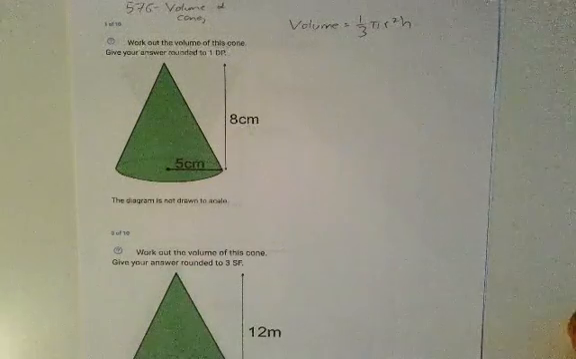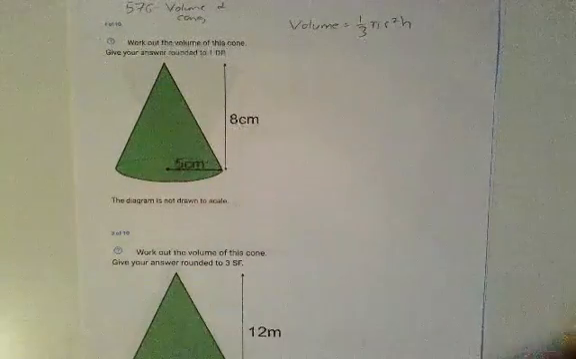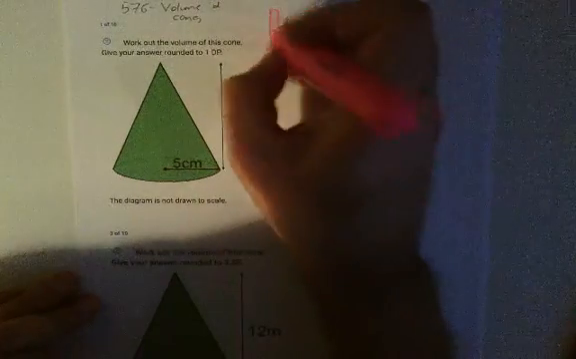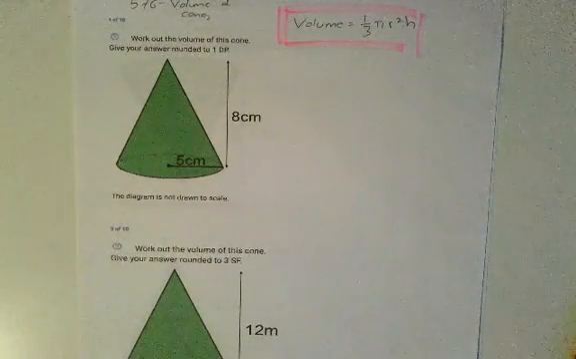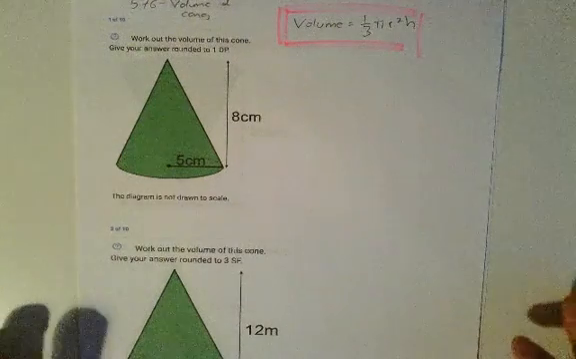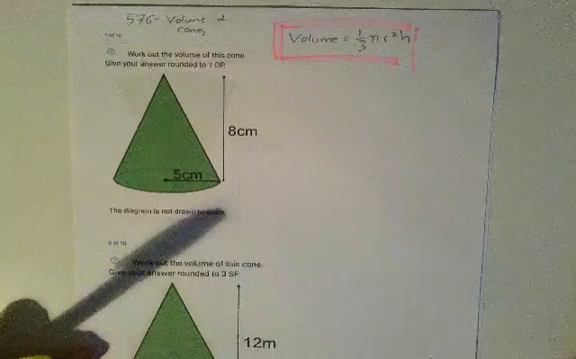Now the formula that you're going to be using each time is this one. Volume equals a third pi r squared h. Hopefully you can spot something in there that you should recognise. Obviously a cone has a shape at the bottom, doesn't it? What shape does it have at the bottom?